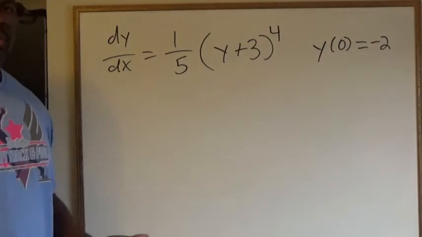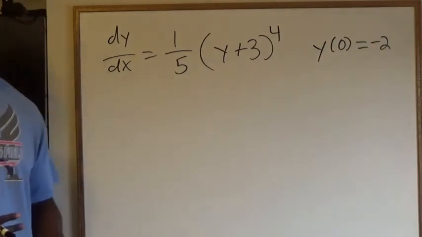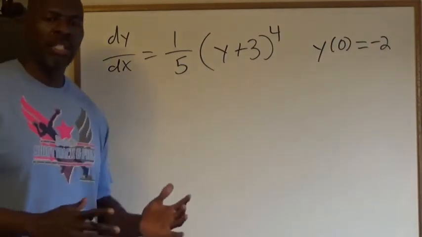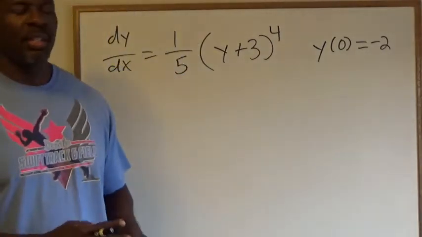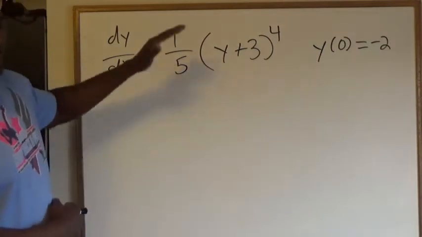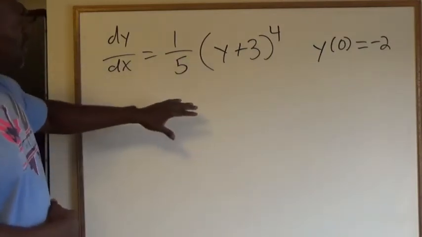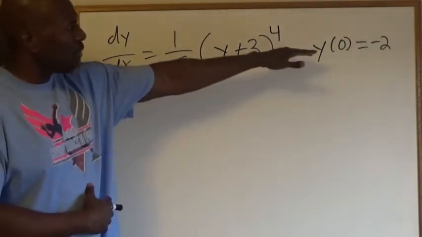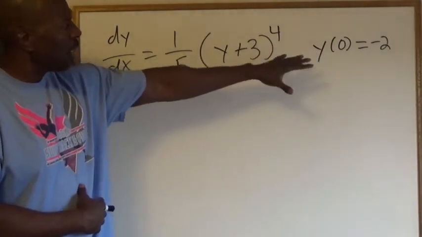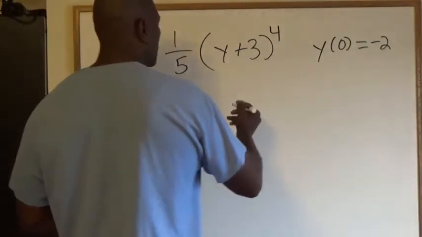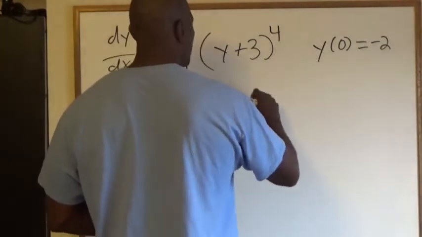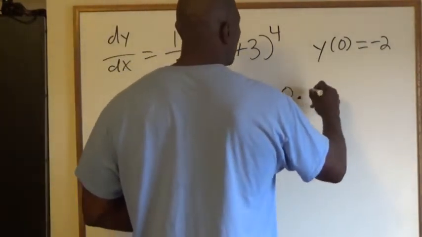First thing we're going to do is find a tangent line approximation. For the tangent line approximation, it'll say something like write an equation for the line tangent to the graph of y with the initial condition y of 0 equals negative 2. So it'll be some value, say, I want to approximate this for x equals 0.3.